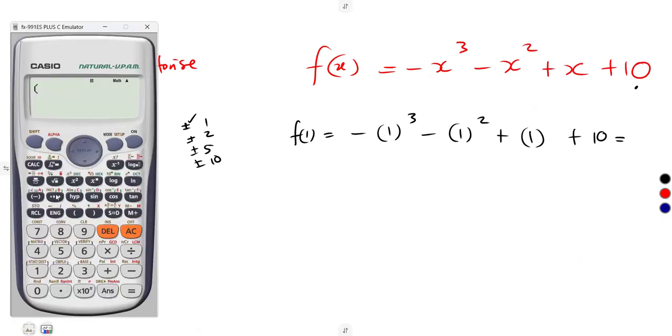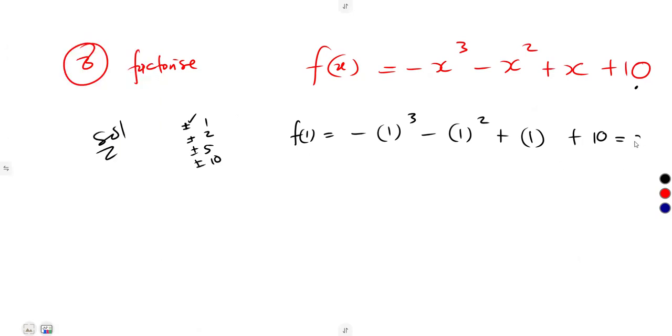But anyways, let us just do this for the sake of revision. That's -1 cubed, minus 1 squared like this, plus 1, plus 10. So this is what you had, and it's going to be a 9, not a 0. So there's no factor there. So I want you to try, guys, f of -1 again. If you try this f of -1, it was not going to give us a 0. Try f of 2. This was going to give us a 0.